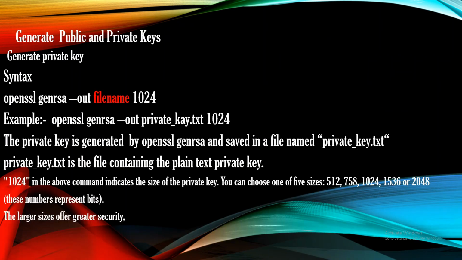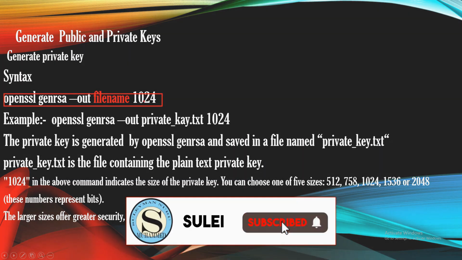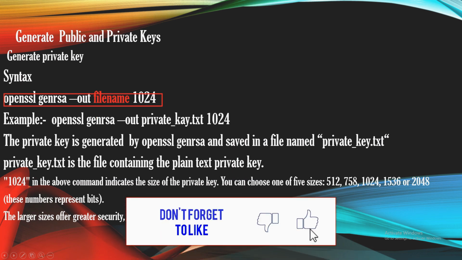Okay, so generating a public key and private key. The syntax for generating a private key is: openssl genrsa -out, then the file name that will contain the private key, and then 1024. We will see this one by one.